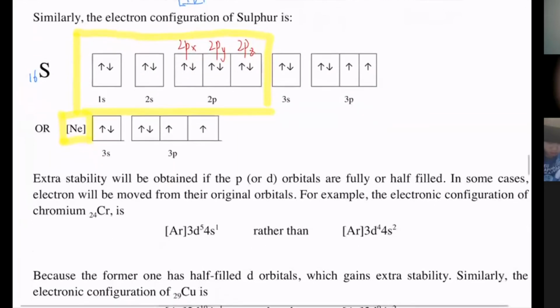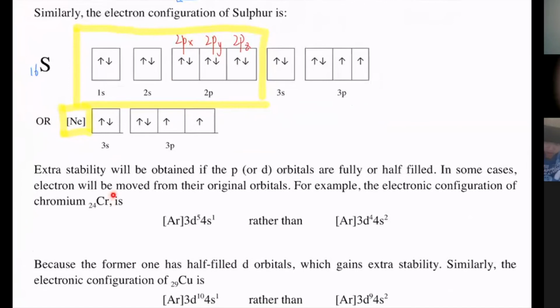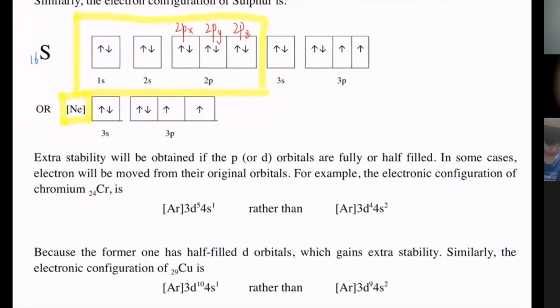Okay, let's see one more example. Maybe it will make it clear. If we have chromium, it's 24, so it's from period 4. This time we could use argon as the period 3 noble gas, and then we just show the arrangement of the outermost electron shell. So we just show 3d and 4s orbital.